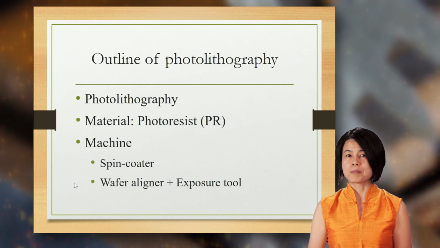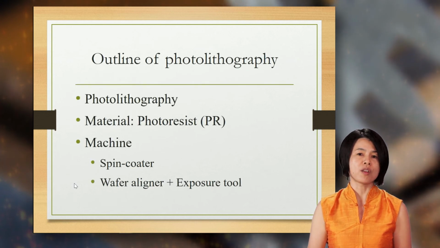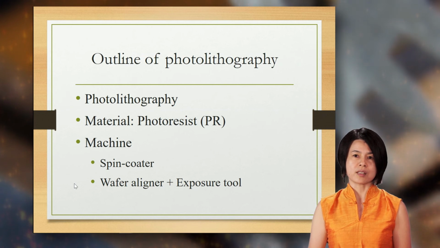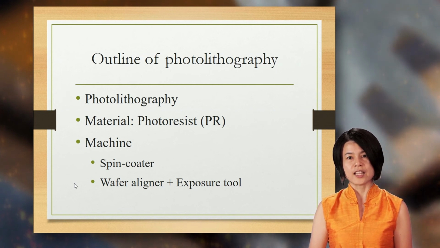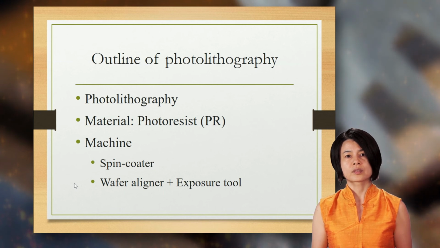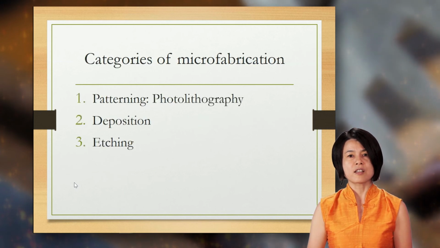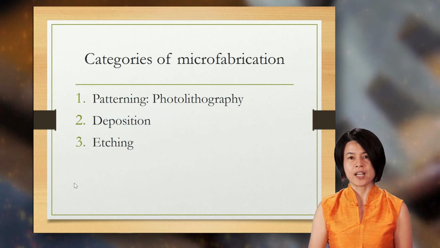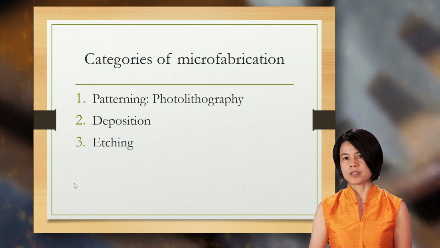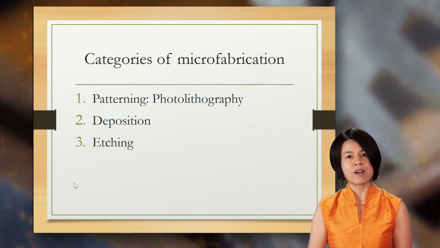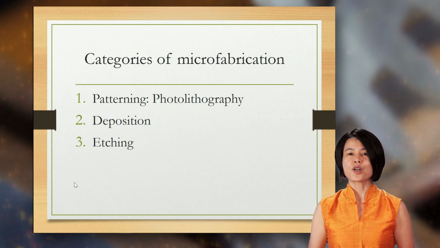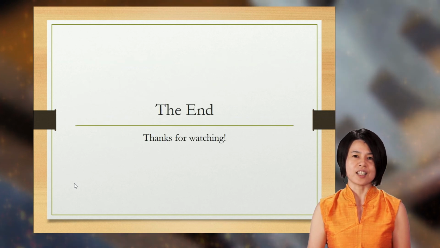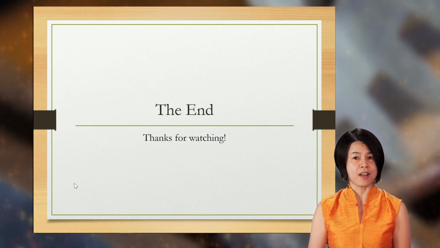We have covered the materials including photolithography, photoresist, and the machines like spin coater, wafer aligner, and exposure tool. And this is the first category of microfabrication, photolithography. Next section will cover how to do deposition in microscale structure. So, this is the end of the section Introduction to Photolithography.